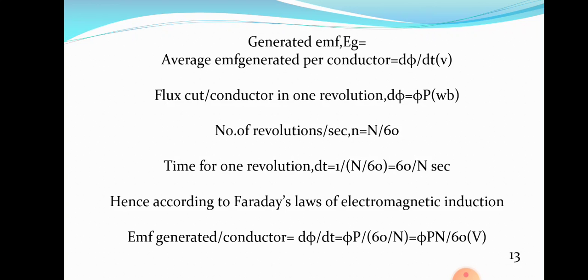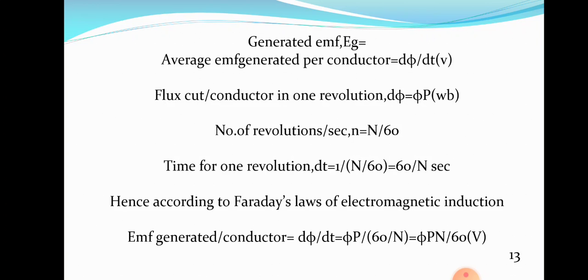So how can we calculate d phi by dt? That equation is as per Faraday's second law. The magnitude of induced EMF is equal to the rate of change of flux linkage, that means change in flux d phi with respect to time dt. So how can we calculate d phi by dt? That we are going to concentrate on. Flux cut per conductor in one revolution is equal to d phi, which is equal to phi P Weber, because P number of poles are there.